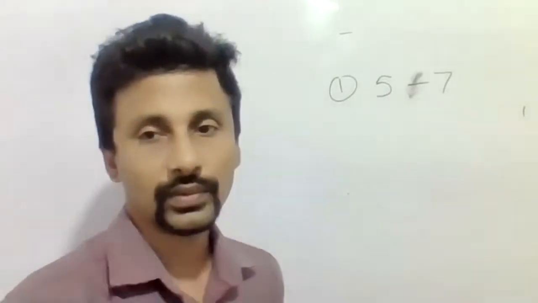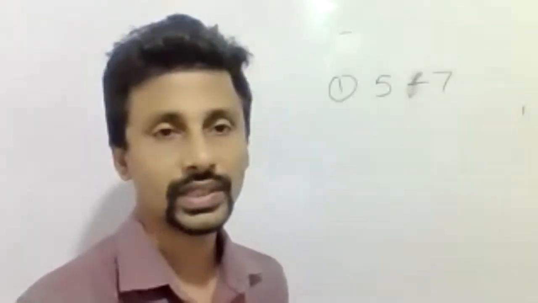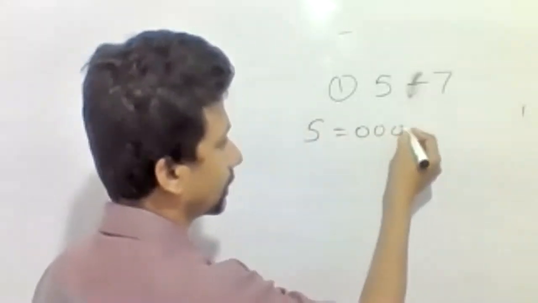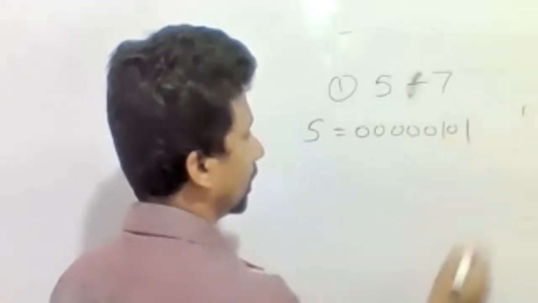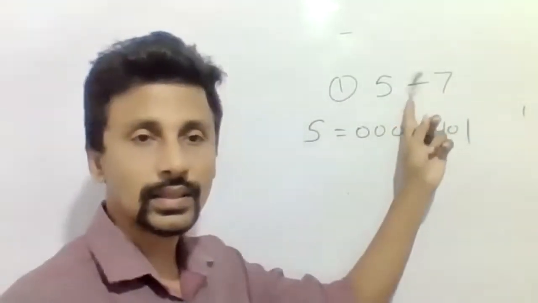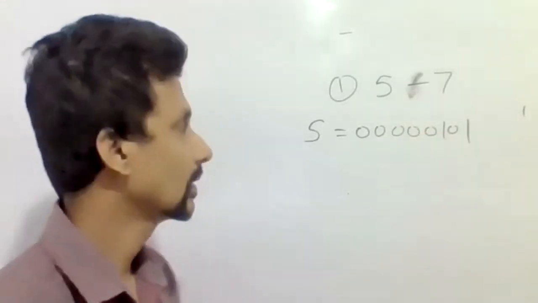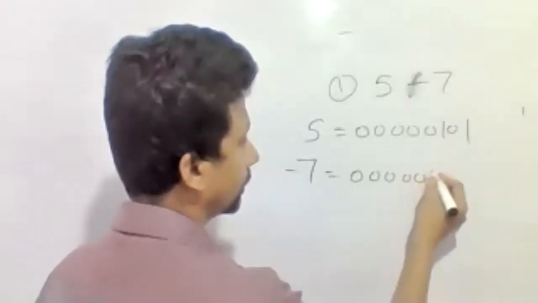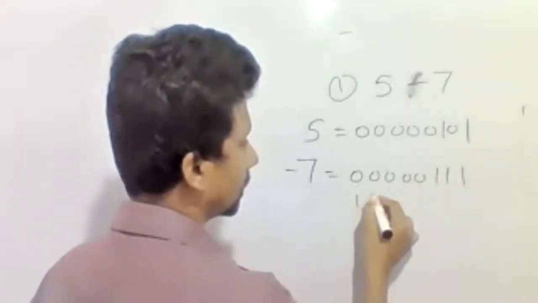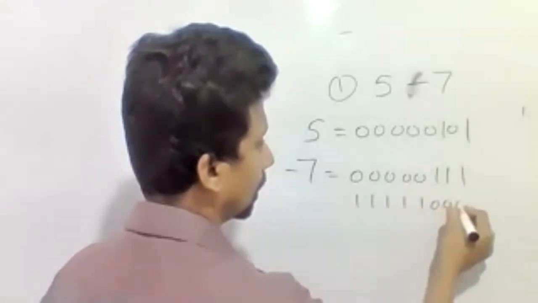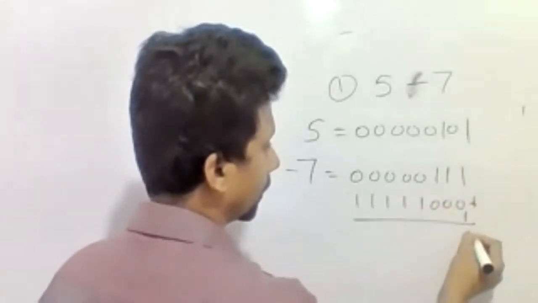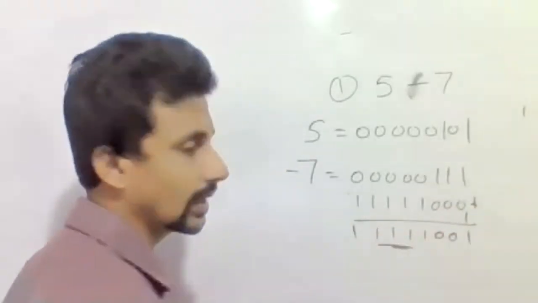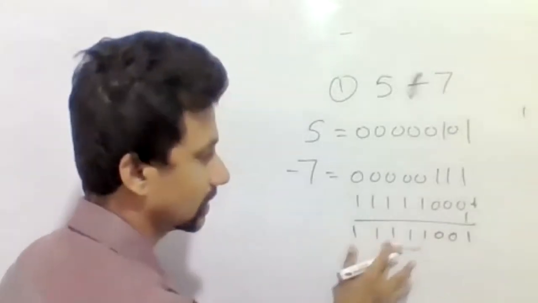5 is a positive value. Look at it here very carefully. 5 is positive, so you can write 5 with 8 bits: 101. 7 is negative, so I can write minus 7. First you write the positive 7, then flip the bits and add 1. So this is minus 7. This is not the answer.